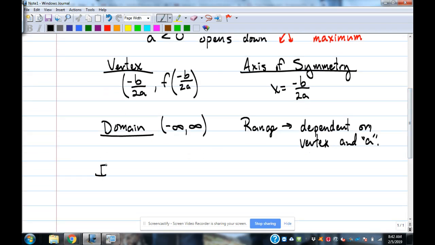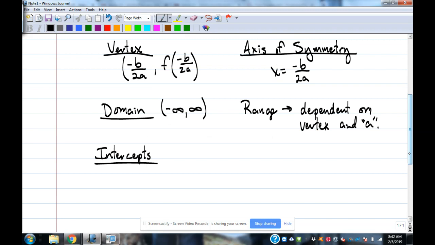Intercepts. If it's in standard form, what do we know the y-intercept is? C, that's exactly what it is. The y-intercept is going to be at (0, c). We can quickly get that by plugging 0 in for x, and it leaves c as the only thing left. So that's why that's the standard thing. There's standard form.